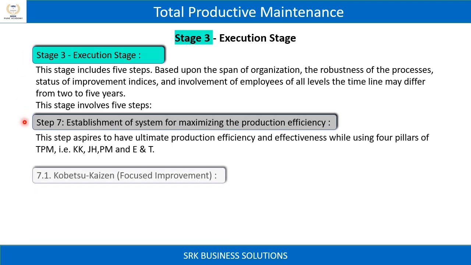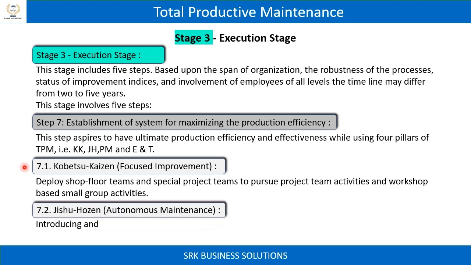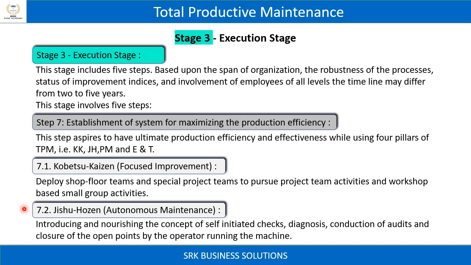Step 7. Establishment of system for maximizing the production efficiency. This step aspires to have ultimate production efficiency and effectiveness while using 4 pillars of TPM: KK, JH, PM, and E and T. 7.1 Kobetsuke Zen. Deploy shop floor teams and special project teams to pursue project team activities and workshop-based small group activities.